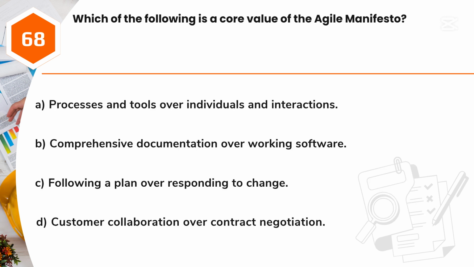Question 68. Which of the following is a core value of the Agile Manifesto? A. Processes and tools over individuals and interactions. B. Comprehensive documentation over working software. C. Following a plan over responding to change. D. Customer collaboration over contract negotiation.